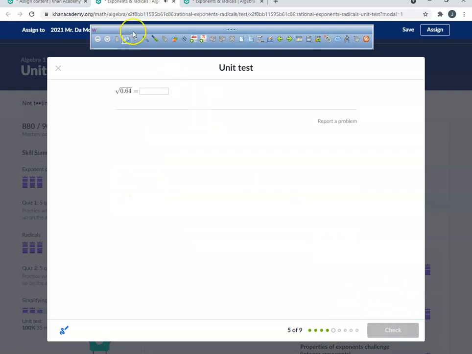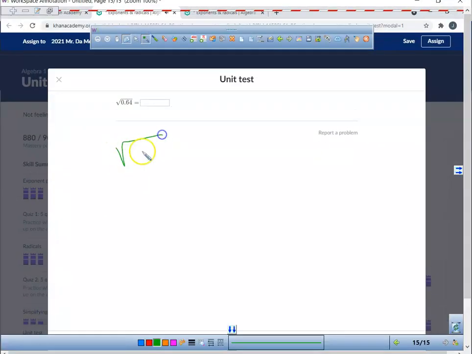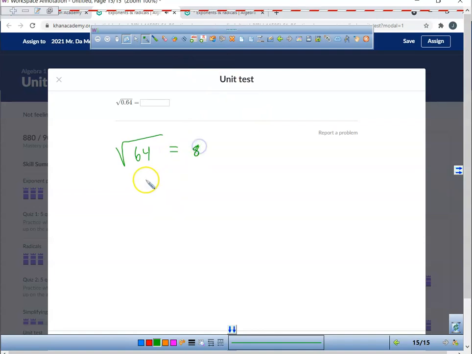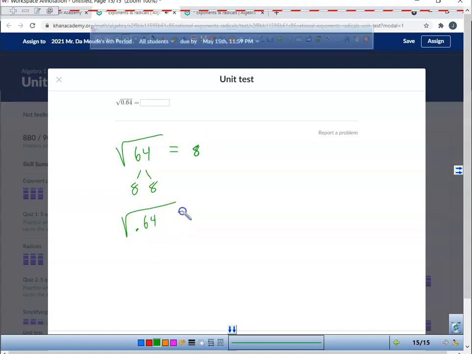Nailed it. Ooh. Does anybody know what the square root of 64 is? The square root of 64 is just 8, right? Because 8 times 8 is 64. Well, what if I said, what's the square root of 0.64? No way. Could that just be 0.8? Yes, because 0.8 times 0.8, or 8 tenths times 8 tenths, is equal to 6,400. So I'm just going to type in a 0.8, which is 8 tenths.